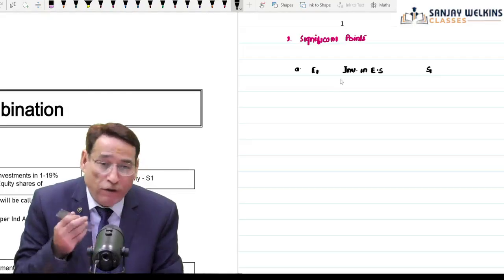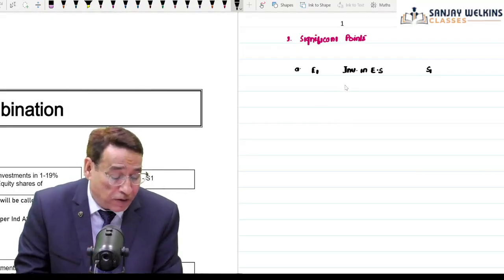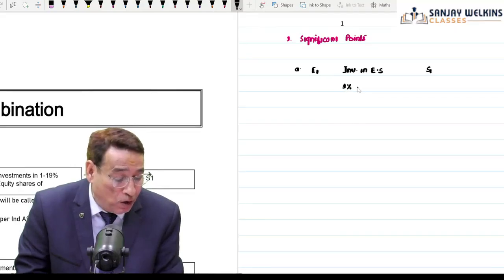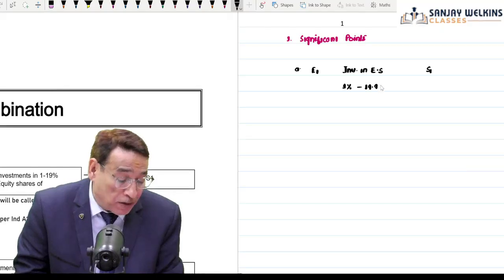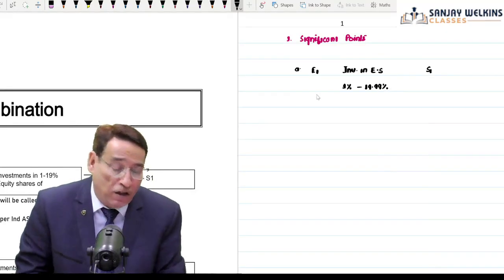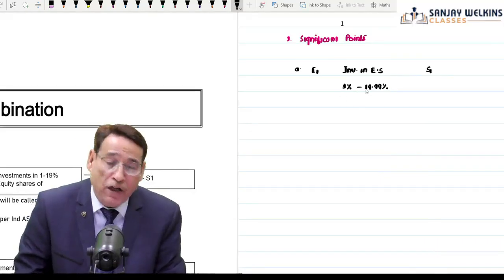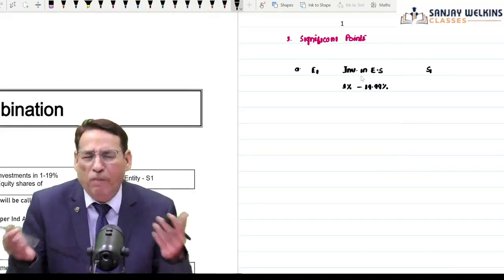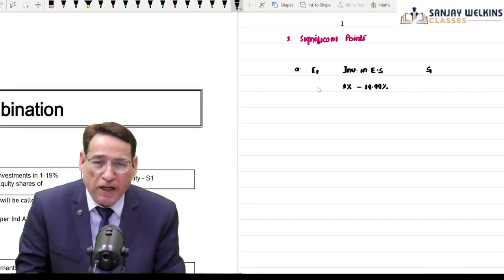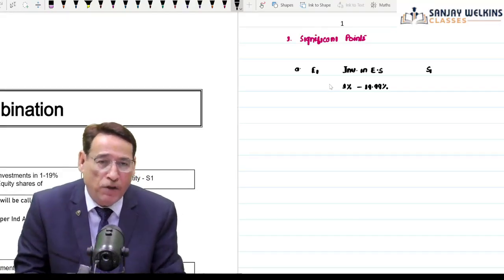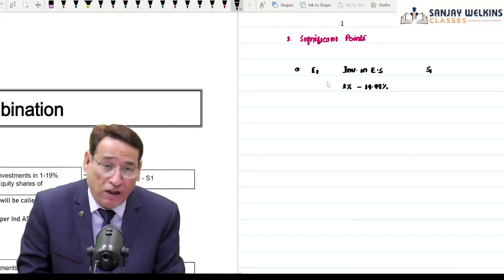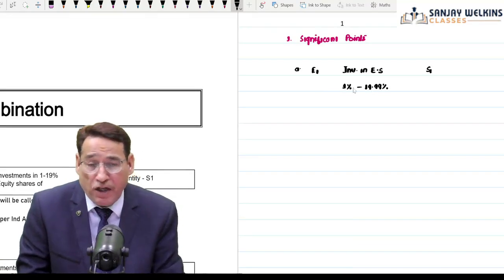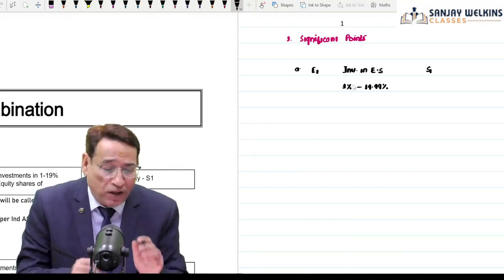Number one. We further presume that the investment of this entity E1 in S1 is in the range of 1% to 19.99%. You can presume any figure, 7%, 8%, 9%. The point I'm trying to hammer into your mind is that the investment is between 1% and 19.99%. The first thing first.